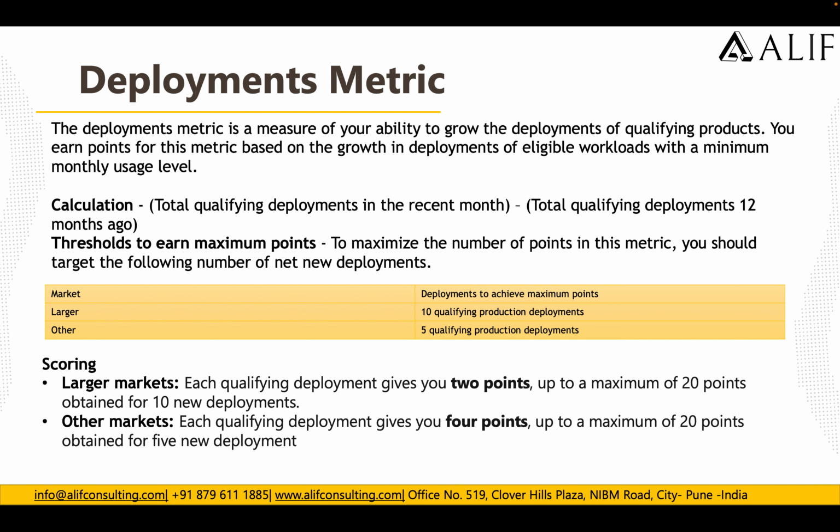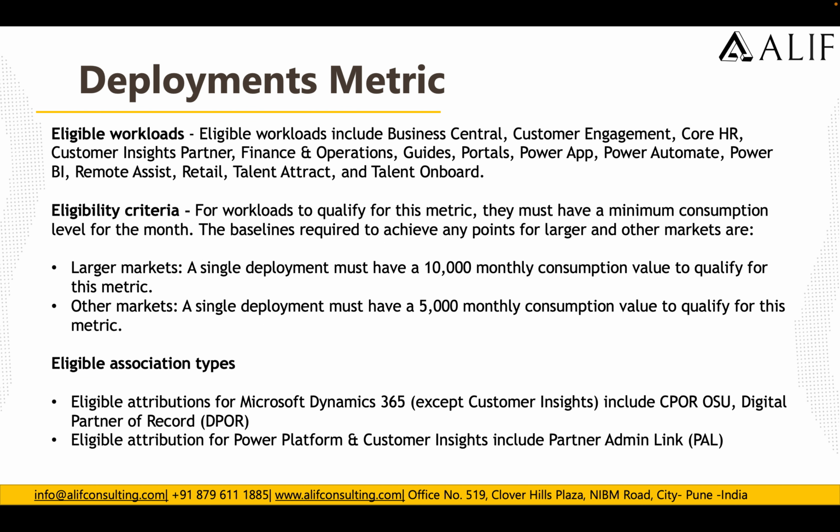How does the scoring happen? For the large market, each qualifying deployment gives you 2 points and up to 20 points can be obtained for 10 deployments. For small and mid market, each qualifying deployment gives you 4 points and a maximum of 20 points can be obtained for 5 new deployments.